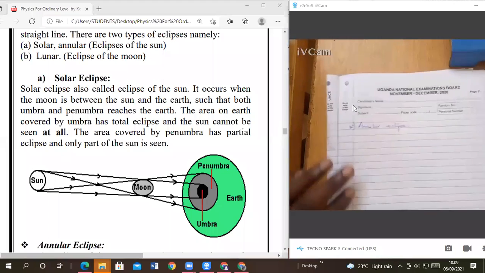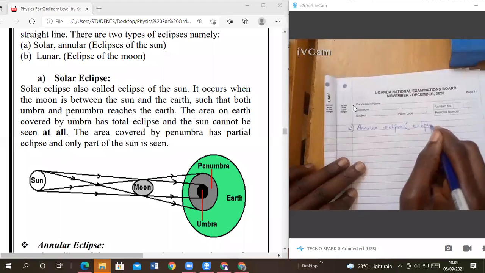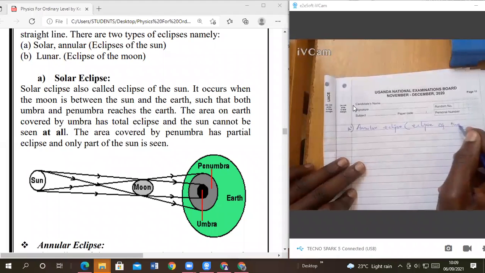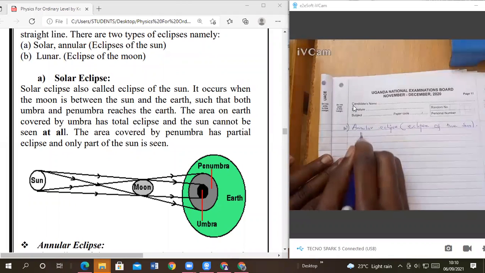Annular eclipse is still the eclipse of the what? Members, is the eclipse of the what? Of the sun. But what's the difference? The difference here is the moon is far away from the earth. Are you together? The moon is far away from the what? The earth.